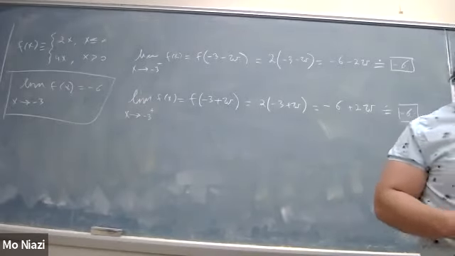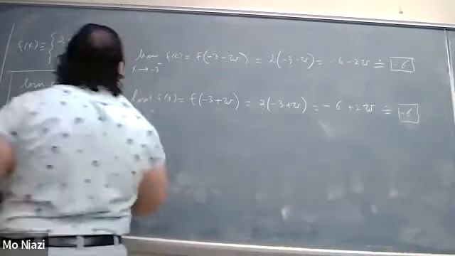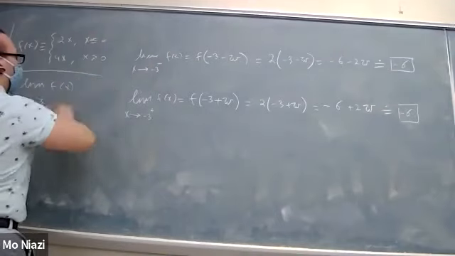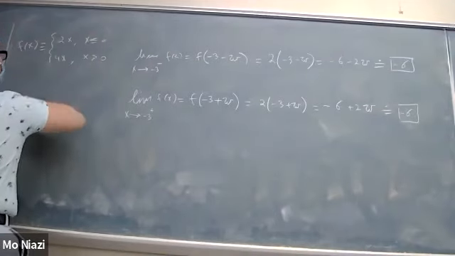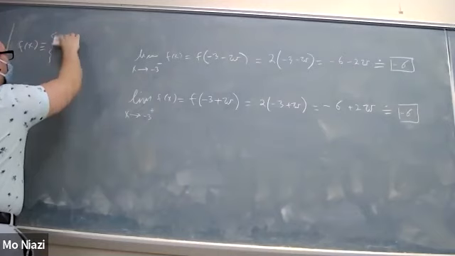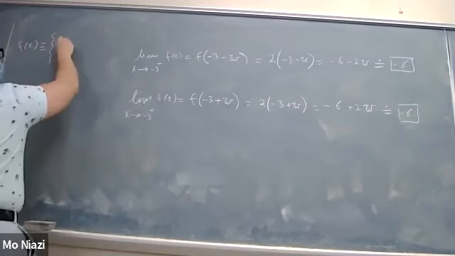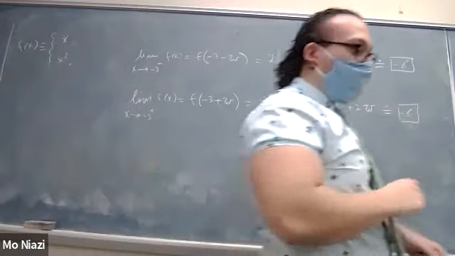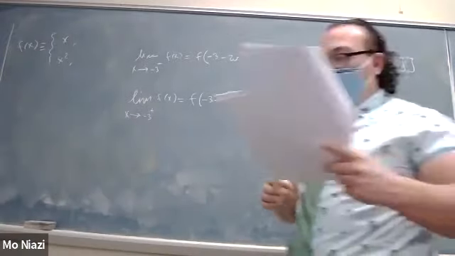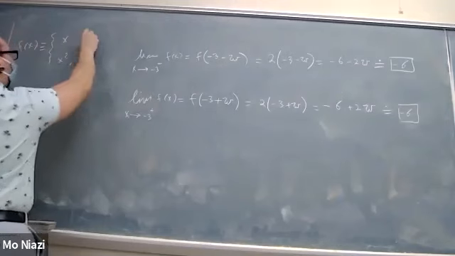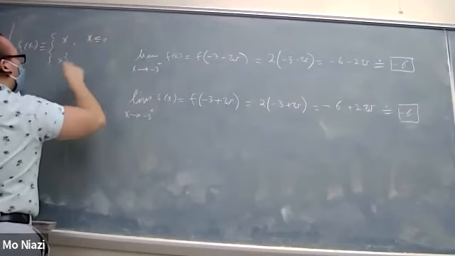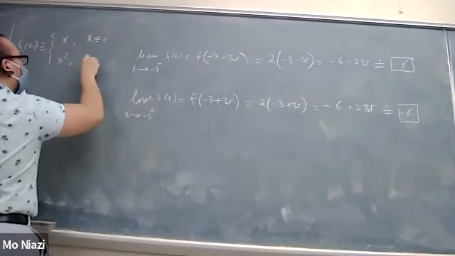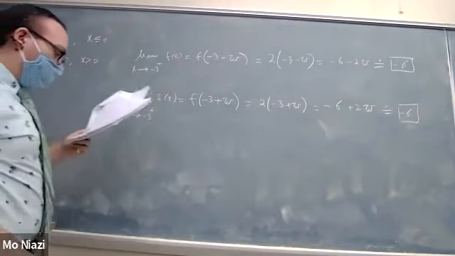Let's do another one. Let's define our piecewise defined function. It equals x sometimes and x squared sometimes. Let's say when those times are. Well, let's say it equals x when the inputs x are less than or equal to 0. And then it equals x squared when they're greater than 0.